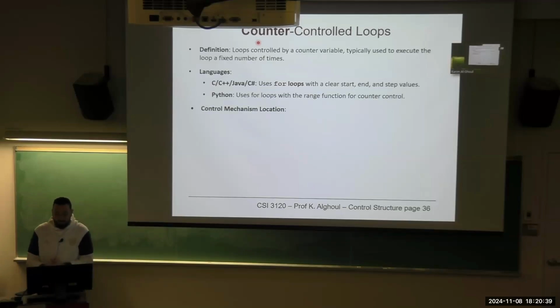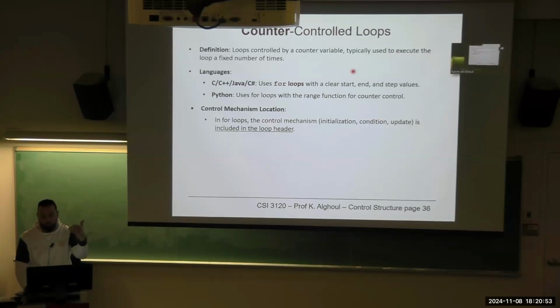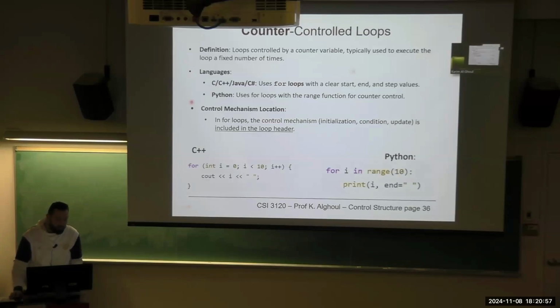So the control mechanism, in this case, where is the control mechanism? We said it's the iteration, the condition, and the counter, and the location of this control mechanism is usually in the header of the for loop. So usually it's included in the loop header, and this is some example, of course, of C++ and Python.